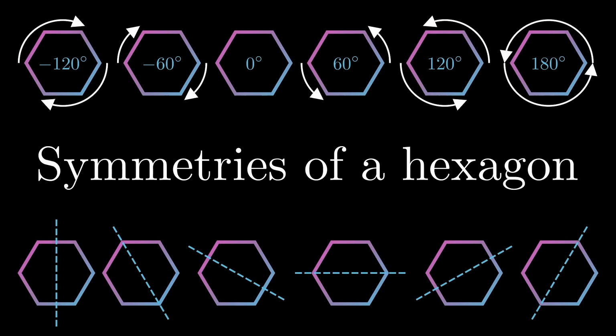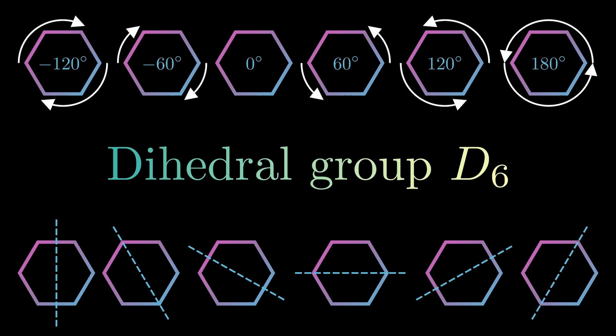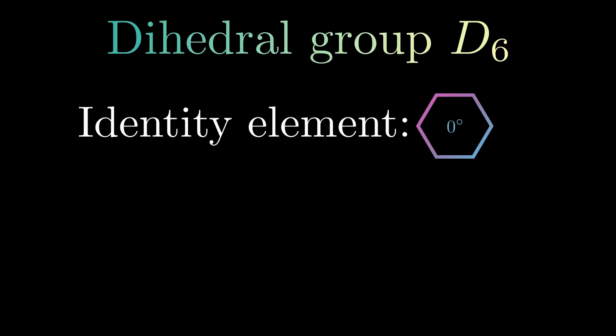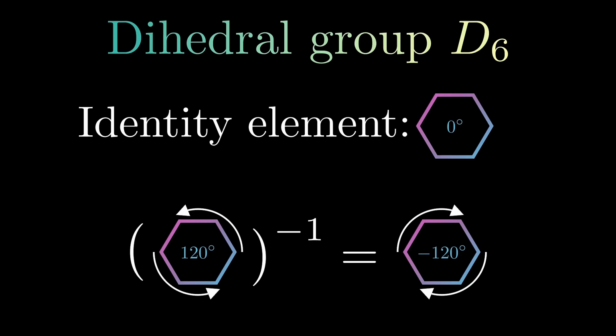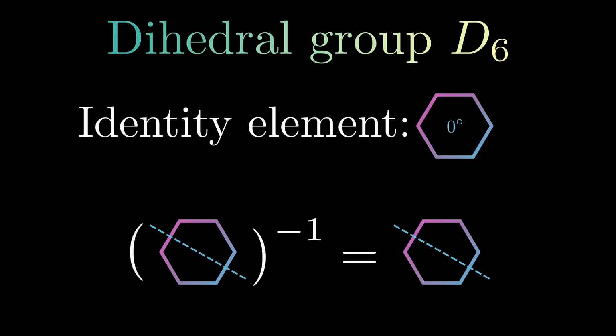We already saw that the symmetries of a hexagon form a group. This is called the dihedral group D6. The identity element is a rotation of 0 degrees. The inverse of a rotation by 120 degrees is a rotation by -120 degrees. Every reflection is its own inverse.